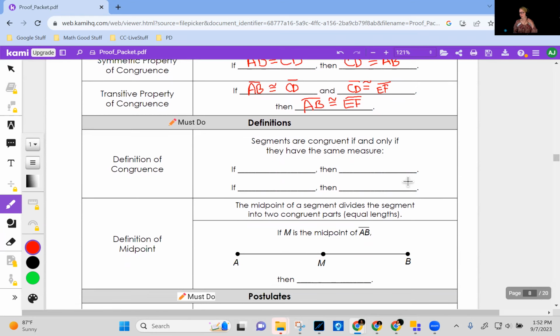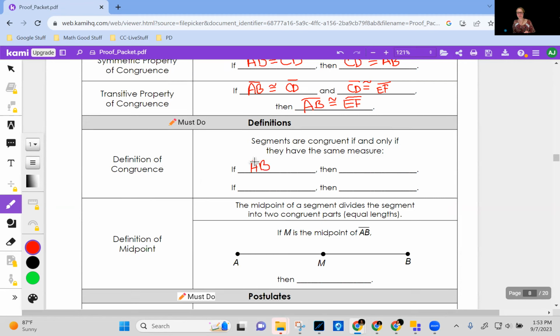Okay, remember that earlier I did say we have properties, definitions, postulates, and theorems that we can use as reasons in a two-column proof. So we're going to talk about two definitions that you're allowed to use. One is the definition of congruence. And this, by the way, this over here is what you're allowed to write in your reason column. Okay, so in a two-column proof, this is what goes in the second column if it applies. So here, definition of congruence.